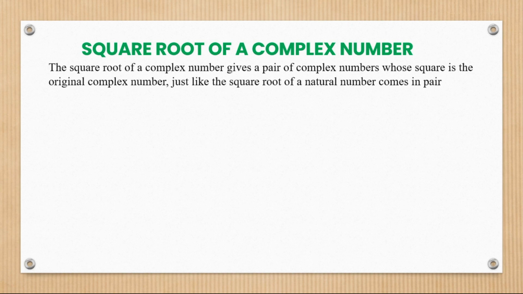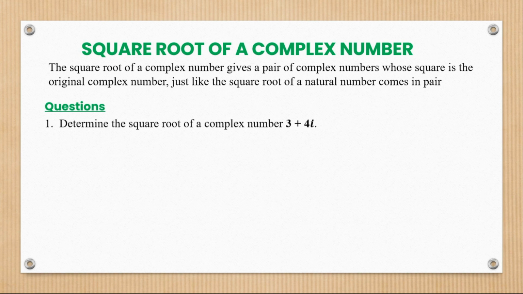The square root of a complex number gives a pair of complex numbers whose square is the original complex number, just like the square root of a natural number comes in pairs. So this is more like the other square roots of different numbers. The answers you expect are two different answers, and the square of those two answers gives us the original number. So we expect two answers when you do calculations. It's going to make sense when you look at some different examples.